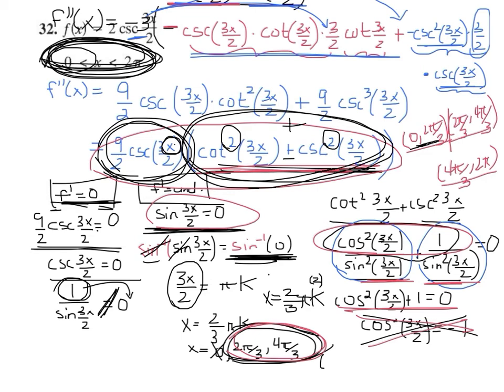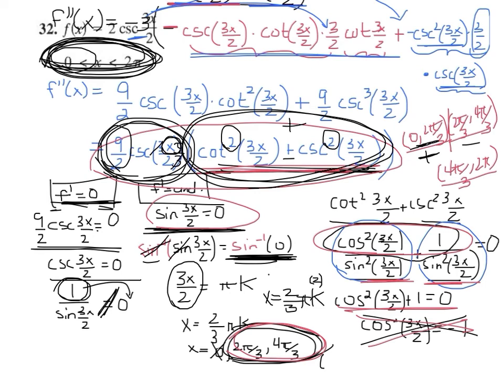Or think of it, if you plug that pi over 3 in, look at it like this. We know it's going to be pi over 6, but those 3's just cancel, so it's really just pi over 2. Cosecant of pi over 2 is 1 over sine of pi over 2. Sine of pi over 2 is 1, so 1 divided by 1 is 1. And then 9/2 times 1 is positive, so we know this first one's going to be positive.